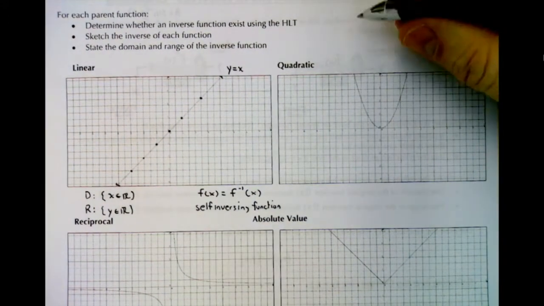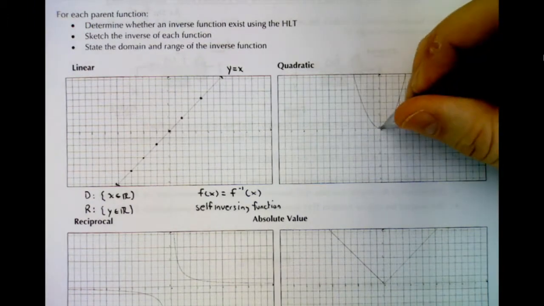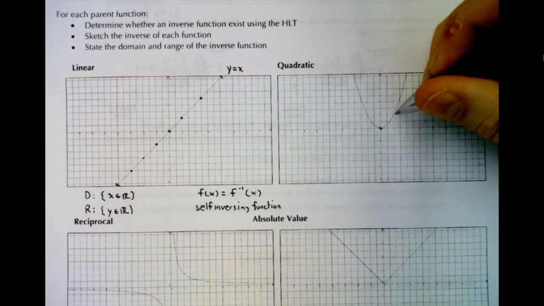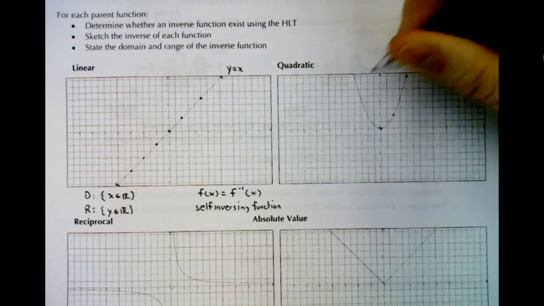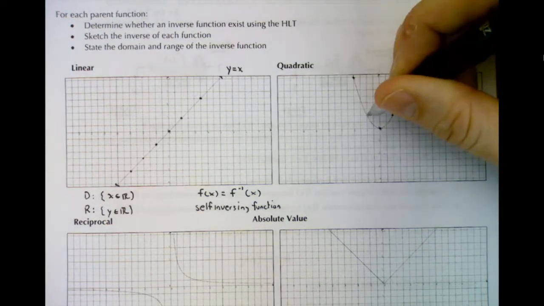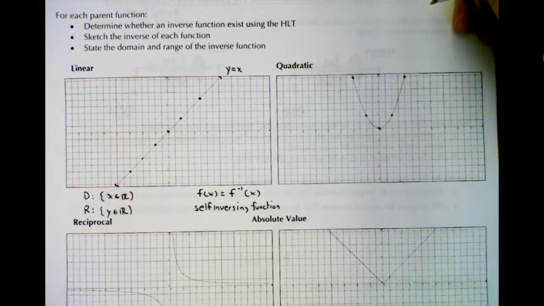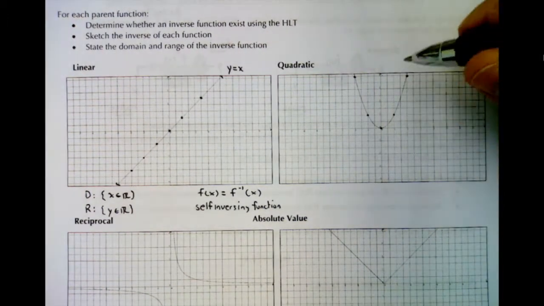Quadratic, let's try a quadratic. I'm going to take a couple key points here so we can flip them. 0, 0, 1, 1, 2, 4, -2, 4, -1, 1. There we go. Now we've got 5 key points. Let's switch x and y of these points and get new points.